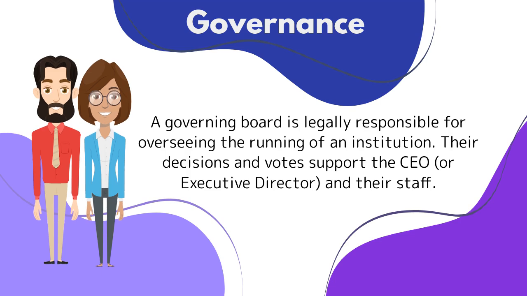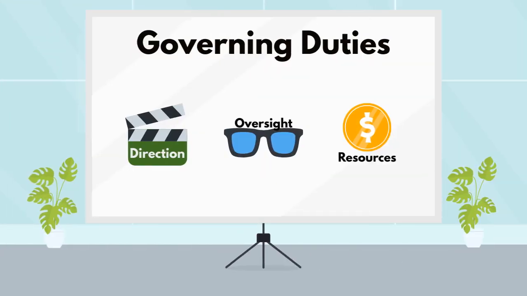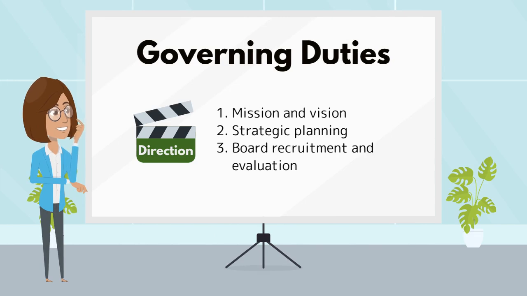A governing board is legally responsible for overseeing the running of an institution. Their decisions and votes support the CEO, or executive director, and their staff. The responsibilities of a governing board fall under three main categories: direction, oversight, and resources. In order to direct an organization successfully, a board will define or revise the org's mission and vision, set long-term goals, often through a strategic plan, and thoughtfully recruit board members and regularly evaluate their performance.